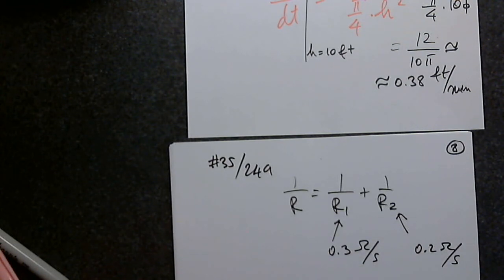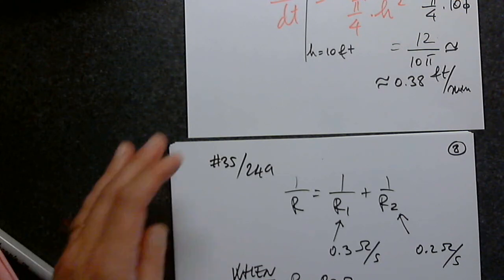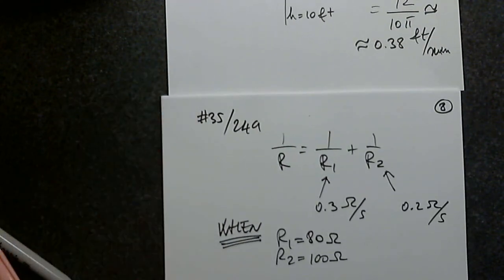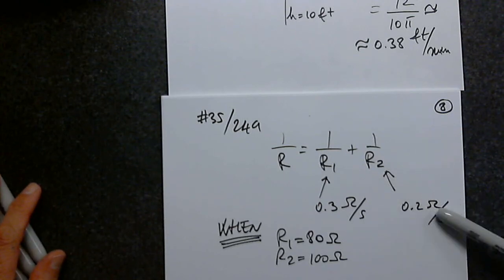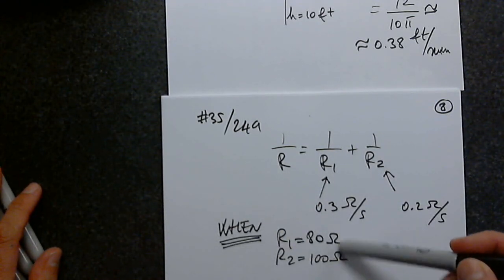We're asked to find how fast R is changing when R1, remember this is only at the very end, when R1 equals 80 ohms and R2 equals 100 ohms. So we're given this relationship and we are given some information. We are told that the rate of change of R1 is this, the rate of change of R2 is this. We're asked to find the rate of change of R when this happens.